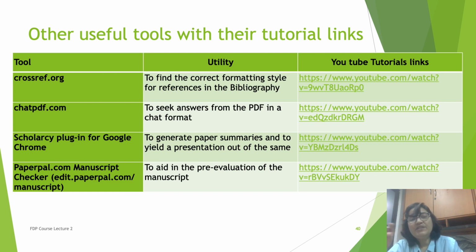It's just from the title and the abstract you selected the PDF, and you want to know what the results are, what the important outcomes of this study are. The chatpdf.com will help you to do that. It's a very beautiful app. Then Scholarcy plugin for Google Chrome.